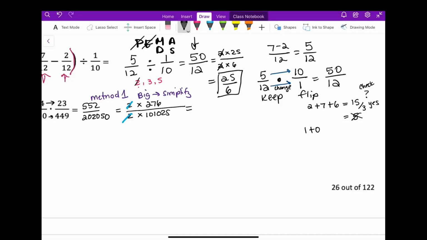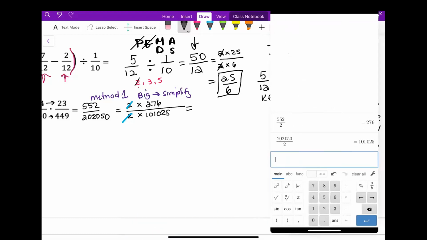1 plus 0 plus 1 plus 0 plus 2 plus 5 is 9. Is 9 divisible by 3? Yes. Now, neither the 5 nor the 3 are the answer. What am I going to do? I'm going to bring out my calculator and I'm going to punch in 276.